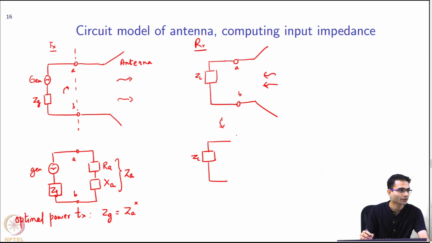What do you think will happen across from here? What should I draw? What will be the equivalent? A voltage source. There is some voltage induced in the terminal. So I have some Vt induced, and Za remains the same.